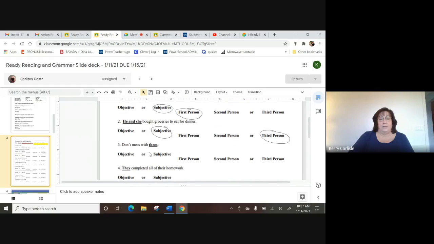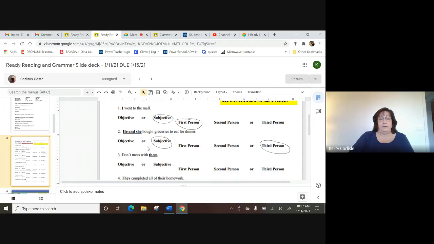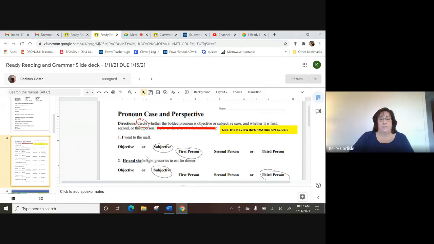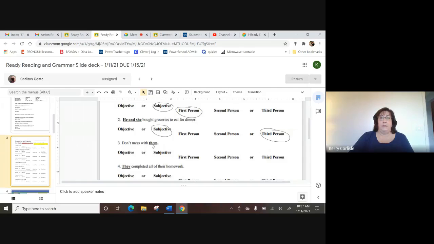So you can double check on those things. And on number 3, it says, don't mess with them. Notice that with is a preposition. Whenever you have something that comes after a preposition, it's going to be in the objective case. Like, they went to the store with me, or I ran around the tree underneath it, right?